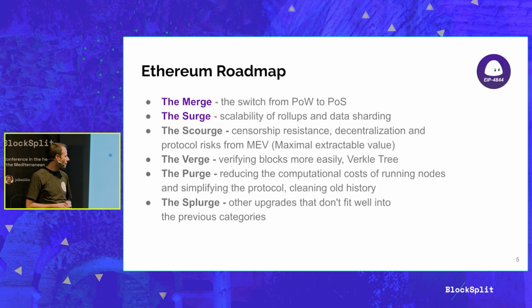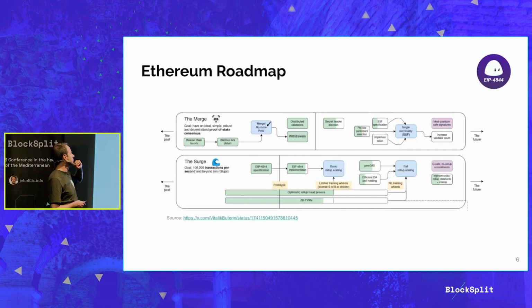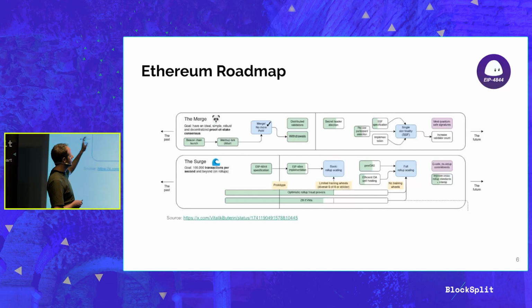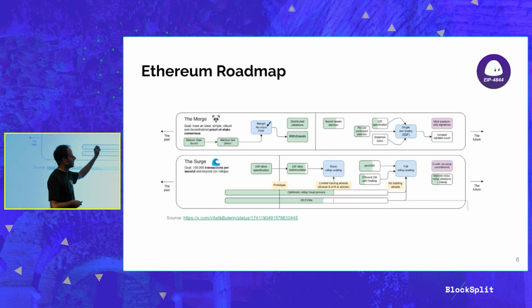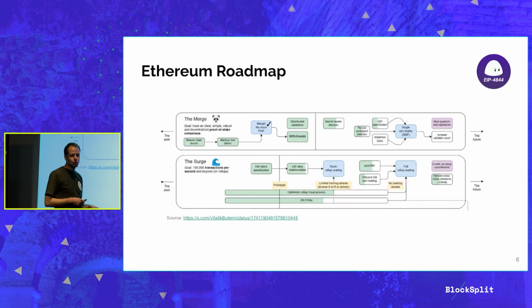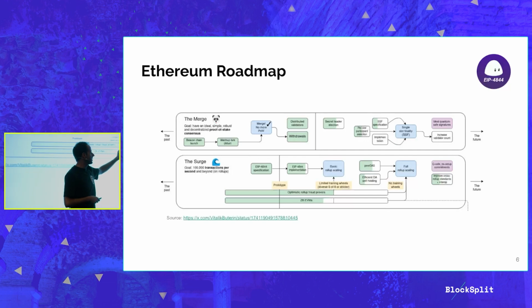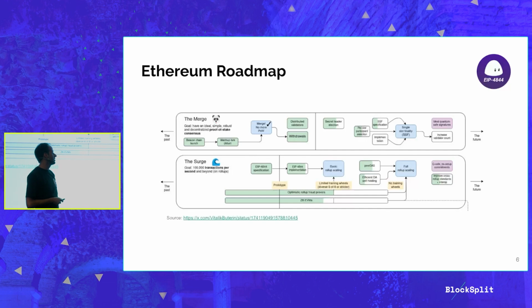Now let's focus on the first two. Before the merge, we had the Beacon chain launch. After the merge, withdrawals were enabled, and now there are improvements around single slot finality. For the surge, as we said, we want to improve the scalability and the number of transactions we can do on the rollups. The main thing is to get EIP-4844 implemented. We got it. And the later stages are going to focus on data availability sampling to enable even better scalability.